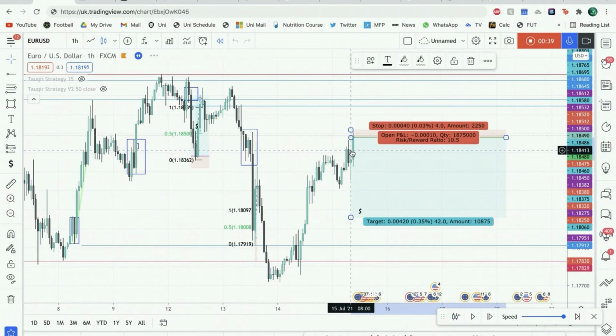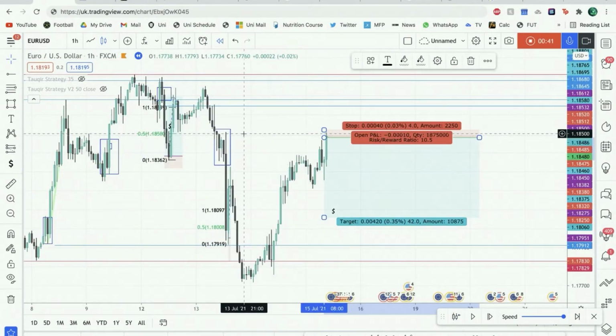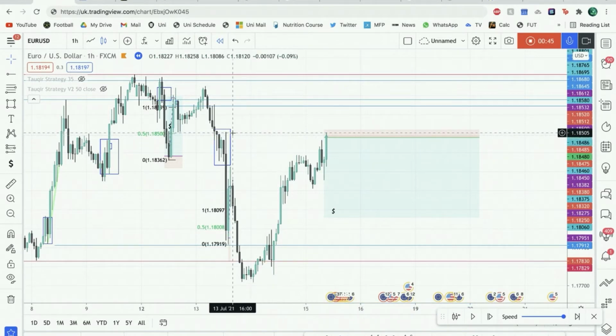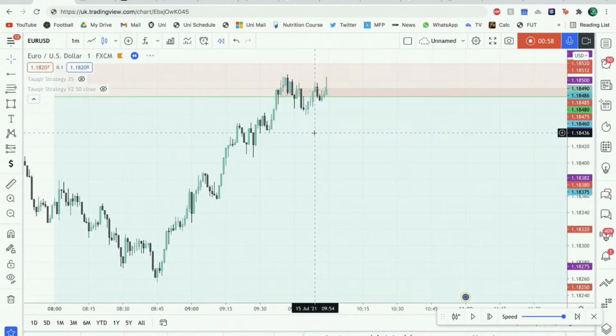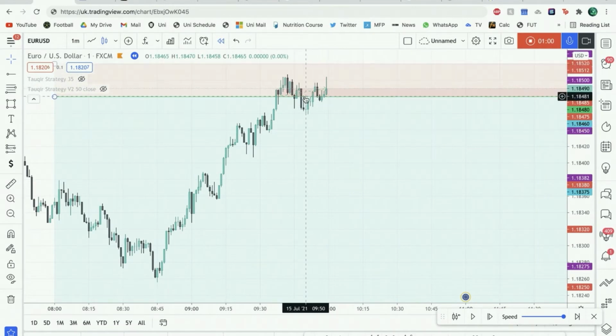Now, in the morning, obviously, I was waiting for this reaction, for this full mitigation to take place. Now, you could have tried to look for an entry off of that full mitigation. However, I was a bit too late, I'll be honest. I only saw this once it had already been mitigated. So what I decided to do is go onto the lower time frame and look for a lower time frame internal break of structure. So here you can see the price action, what was going on.